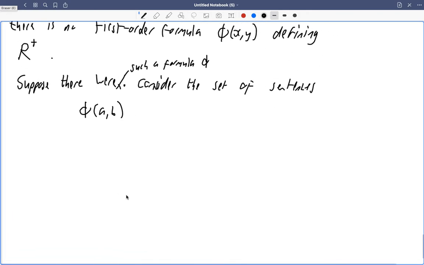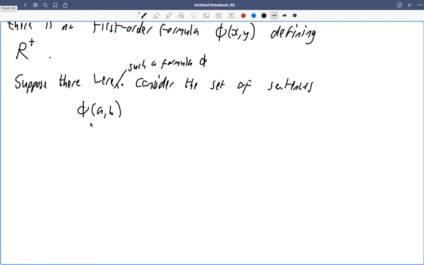So I'm going to consider the set of sentences. The first one says phi AB. So in other words, we're thinking that this is the formula expressing that B is reachable by a sequence of R steps from A, where the sequence has length 1. And then we're going to add the sentence that, nonetheless, it's not true that R AB.